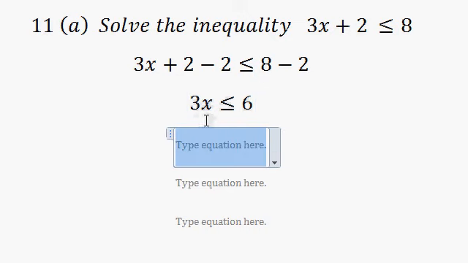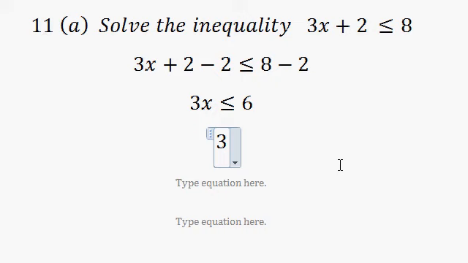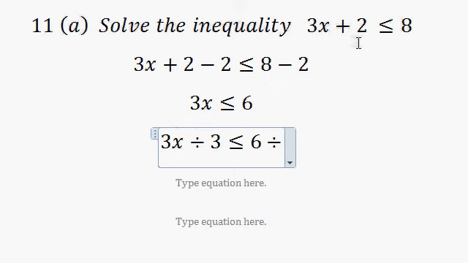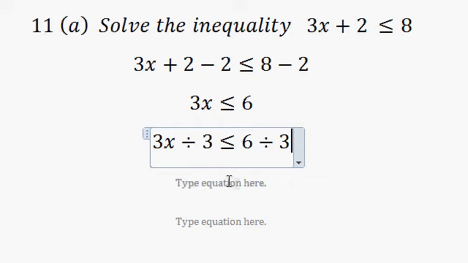So we continue doing the inverse. The inverse of multiplying is dividing. X is being multiplied by 3 at the moment, so now it needs to be divided by 3. So we'll divide by 3 to both sides. So 3x divided by 3 is less than or equal to 6, also divided by 3. So we don't change the values of the sides.